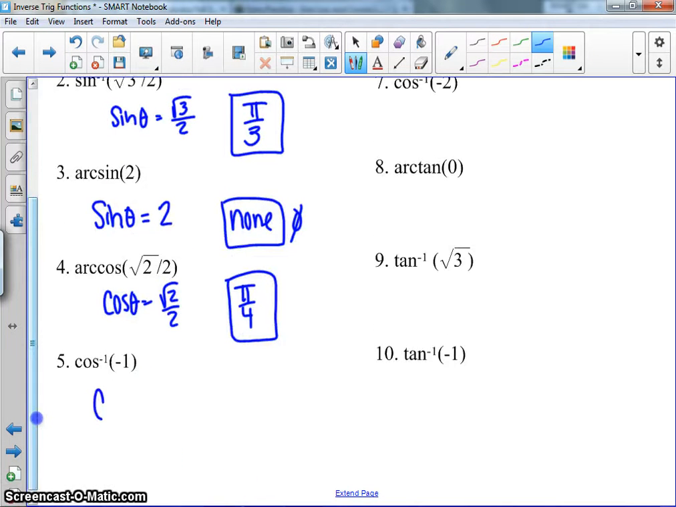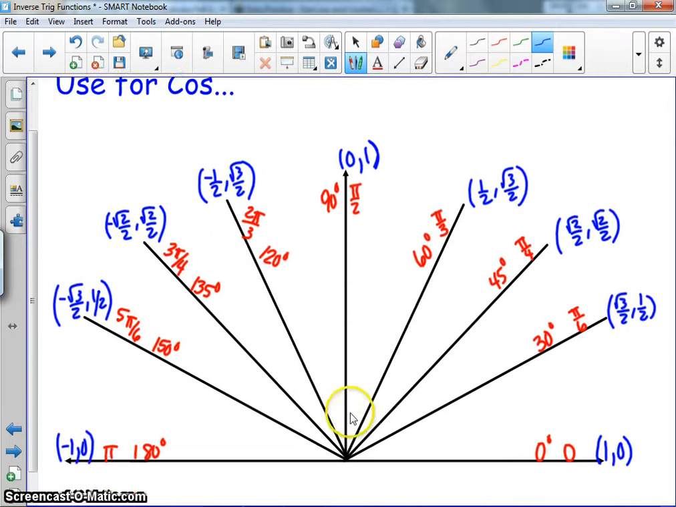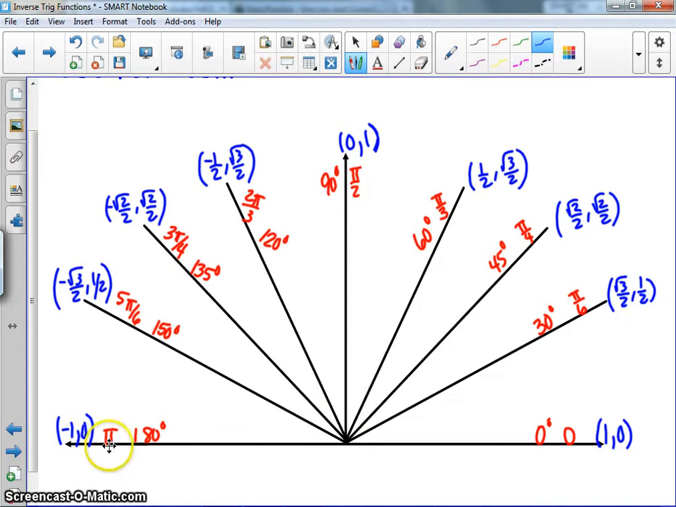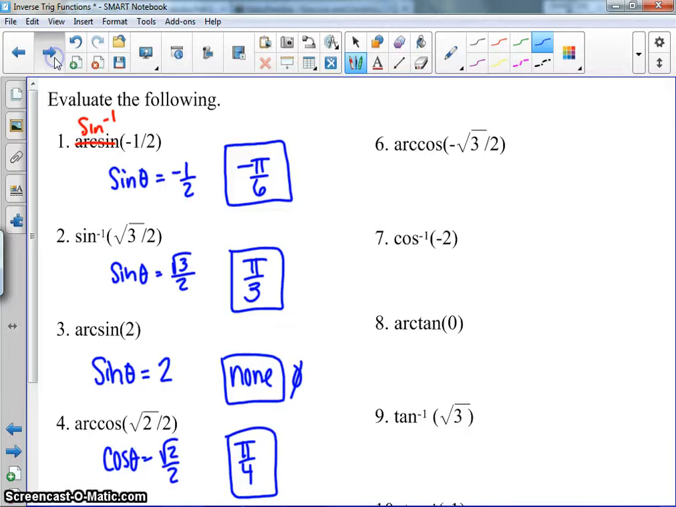Alright, this one's asking me where does the cosine equal negative 1. So where's the x, cos x? Where is it negative 1? So where is the x coordinate negative 1? That's going to be right here at pi.